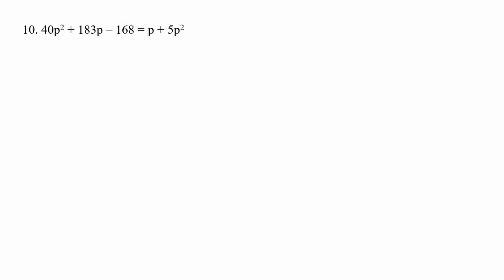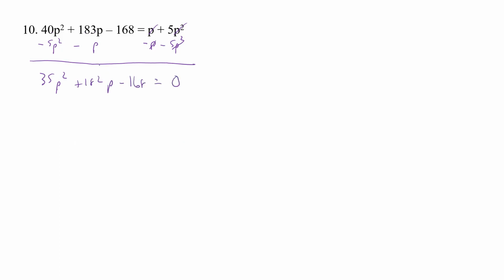All right, we have the same thing again. 40 here, only 5 here, so let's go to the left. Subtract p and subtract 5p squared. Those are gone, and so we have 40 minus 5, that's 35p squared. 183 minus 1, so it's plus 182p minus 168 equals 0.